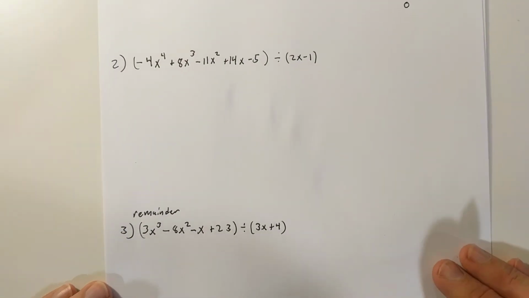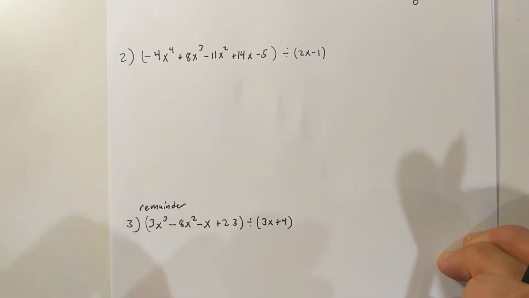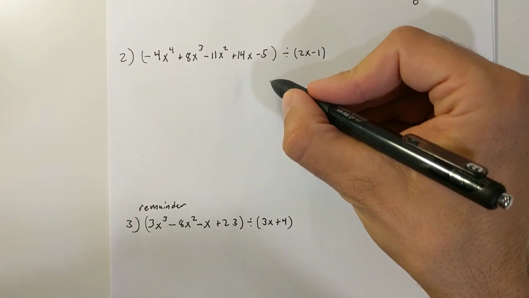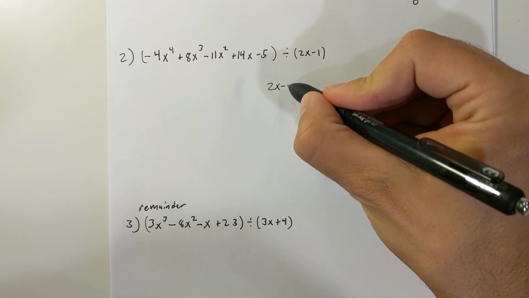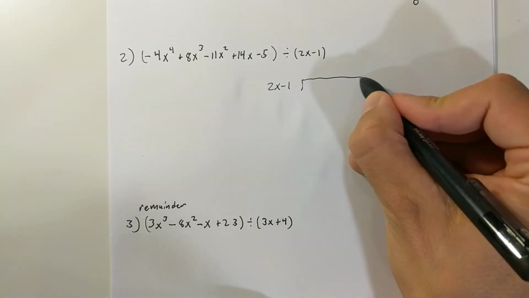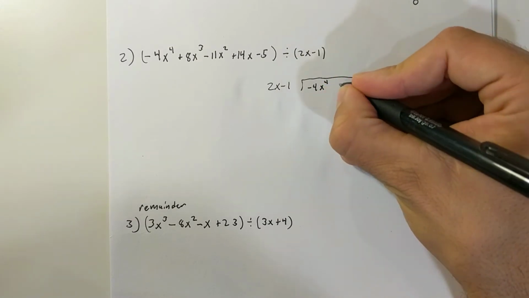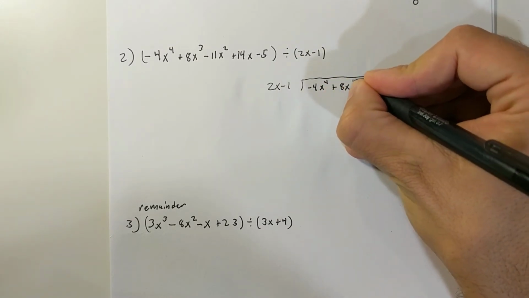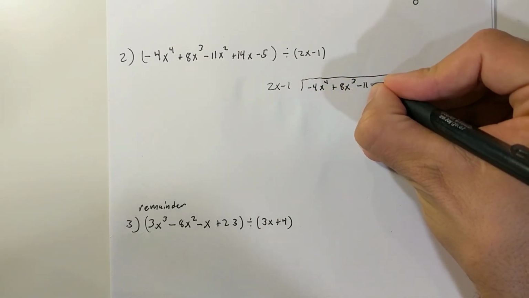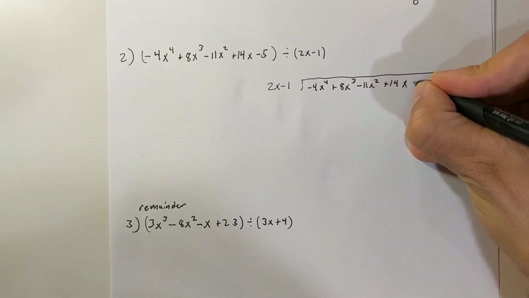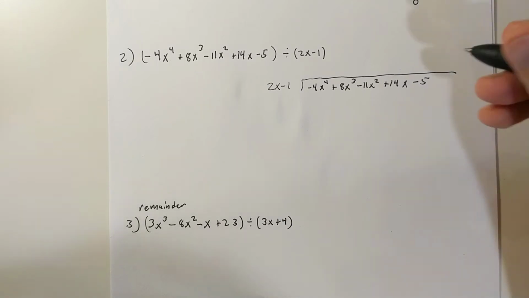We got 2 more here. This one also works out pretty nicely. It's just a little bit longer, but it's actually exactly the same. So 2x minus 1, and I'm going to divide negative 4x to the fourth plus 8x cubed minus 11x squared plus 14x minus 5.